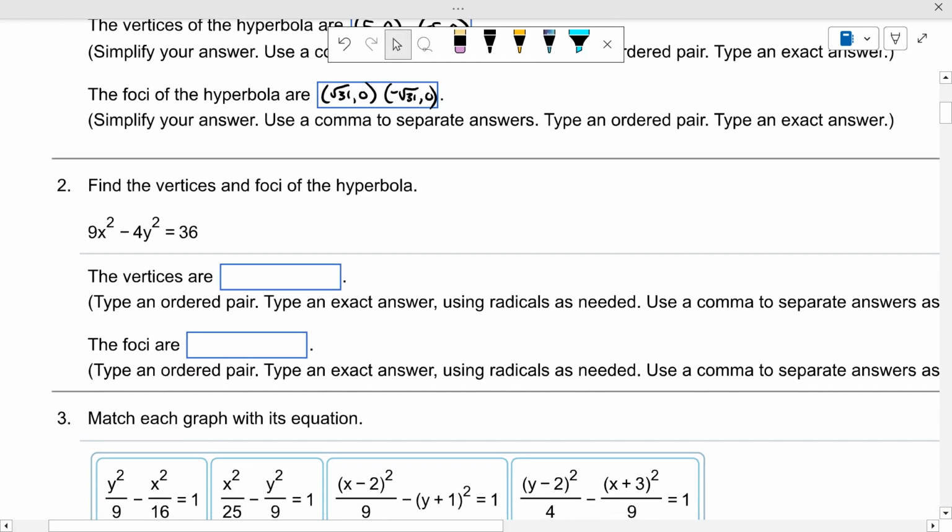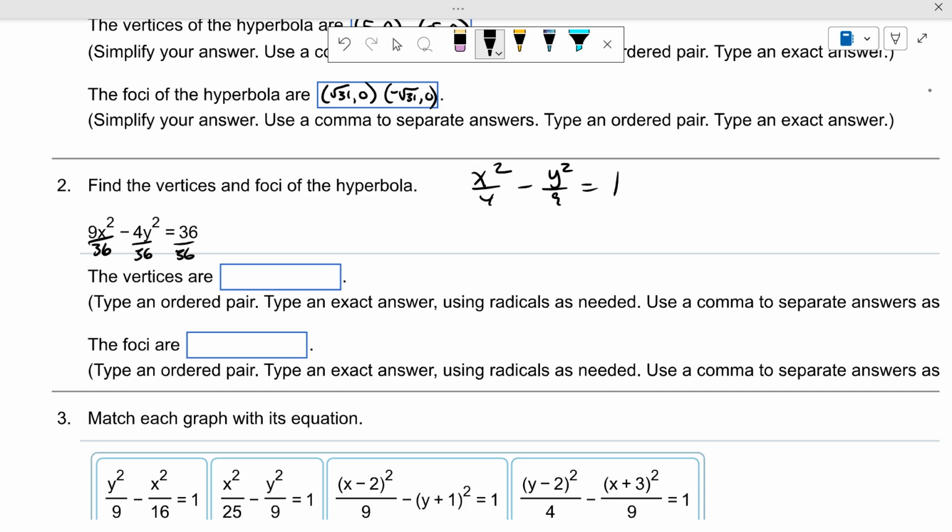Vertices and foci of this one. What do we do first? Divide by 36. So x squared over 4 minus y squared over 9 equals 1. Unlike ellipses, you can have a bigger number on your minor axis. Okay, you can have a bigger number on your minor axis.